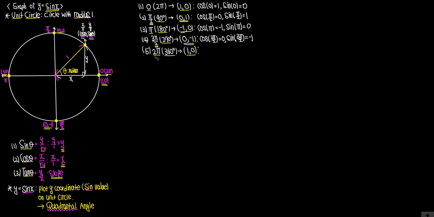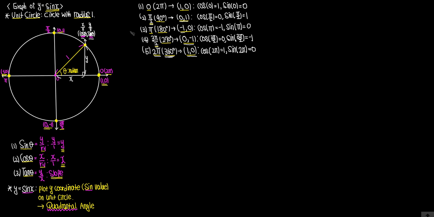And lastly, as we finish the period as 2 pi radian and hit 360 degrees, then the coordinate will be (1, 0), where the x value, the cosine of the 2 pi radian, is equal to 1, and the sine of the main angle, which is 2 pi radian, will be equal to 0.